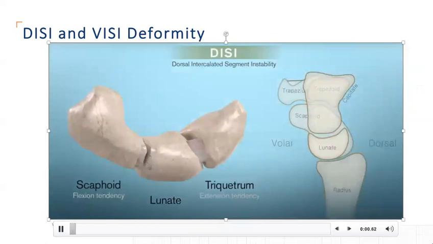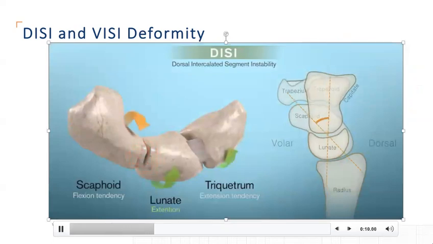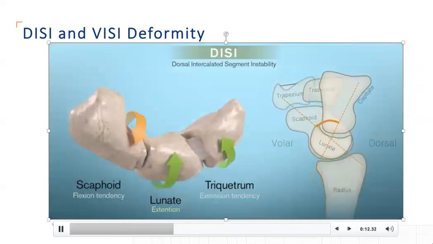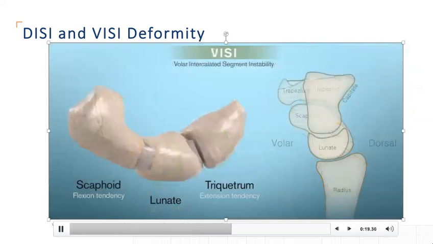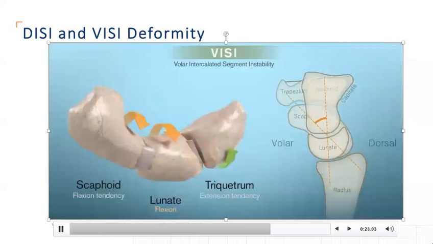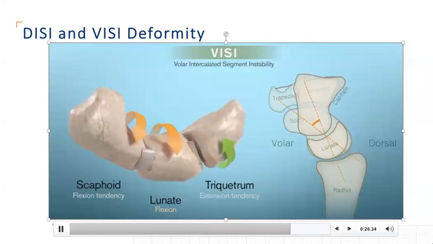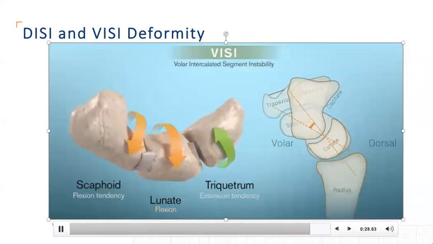Again, here is a nice demonstration of what exactly is happening. In the SL ligament injury causing the DISI deformity, you get disruption of the ligament, and then you get the scaphoid flexing and the lunate and triquetrum extending. You can see that the capitate follows the lunate, and you get a dorsal subluxation of that, versus the VISI deformity from the LT disruption. Here you'll have extension of the triquetrum and flexion of the scaphoid and lunate, and the capitate again follows that lunate, and you get a volar subluxation of that joint.